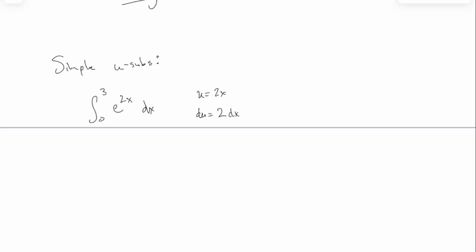Now, the way that I typically do a u substitution is I sort of ignore the boundaries until the very end. So that way would look like I go, this is the same as integral e to the u times 1/2 du. I pull the 1/2 out, 1/2 integral e to the u. Do the integral, I get 1/2 e to the u.